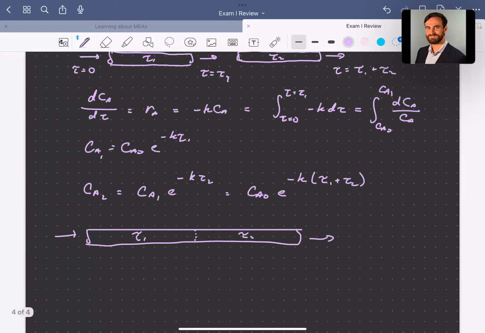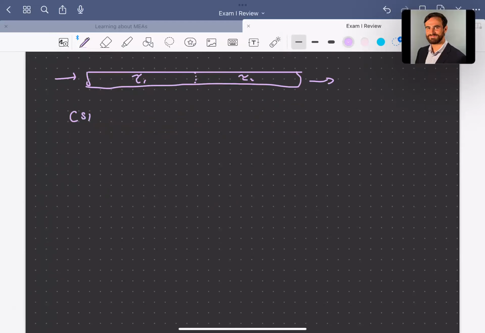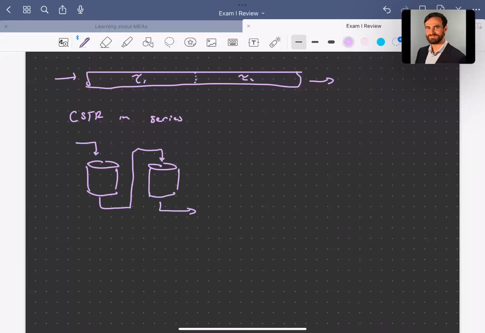Okay, so what about for the CSTRs? Let's say we have some setup that looks like this. Here, let's say we have a concentration Ca0 going into the first reactor, concentration Ca1 leaving the first reactor going into the second one, and a concentration Ca2 leaving the second reactor. We have some residence times, tau1 and tau2, for our two reactors.